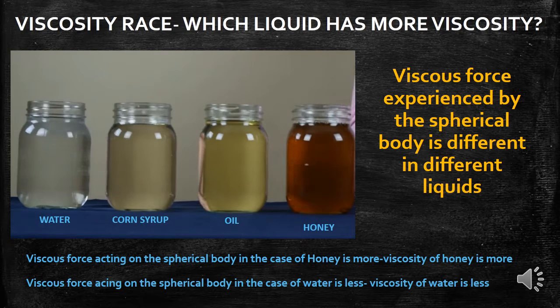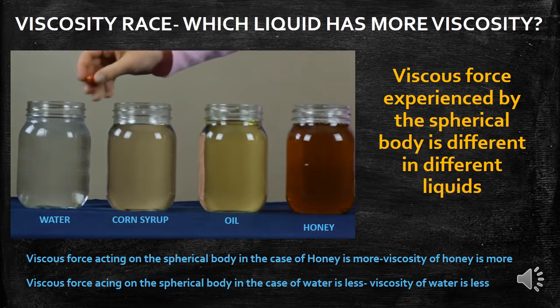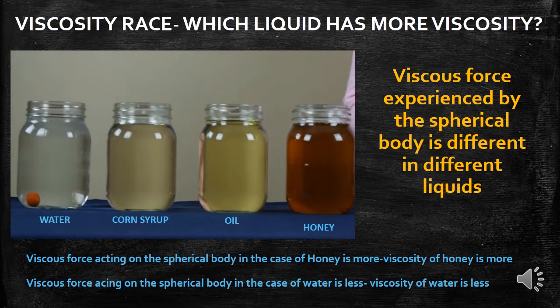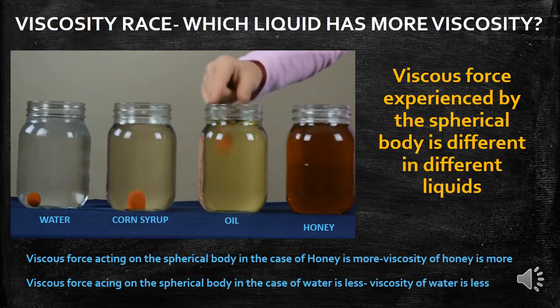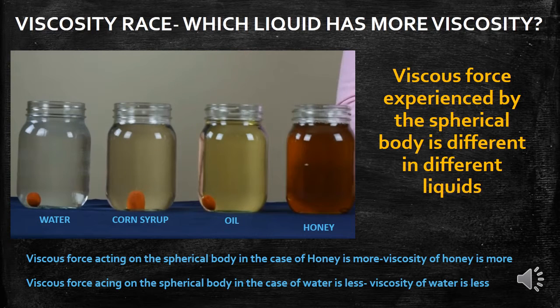Look at the clipping. Here, 4 liquids are taken: water, corn syrup, oil and honey. Now we are going to drop a spherical body through all the 4 liquids one by one. When the spherical body is dropped through the water, it reaches the bottom very quickly. But in the case of honey, the same spherical body moves very slowly. Why? Because the viscosity of the water is less, but the viscosity of honey is more.